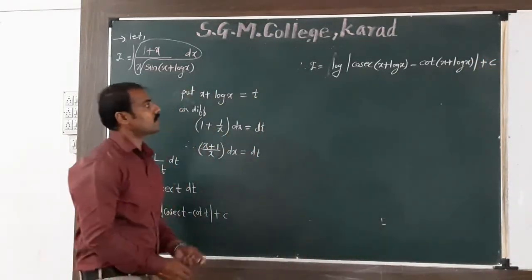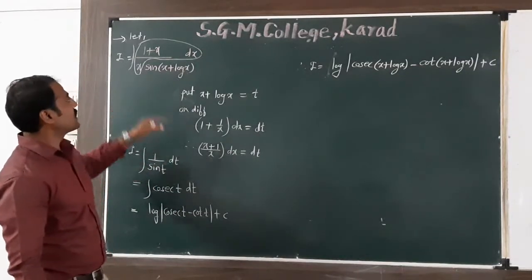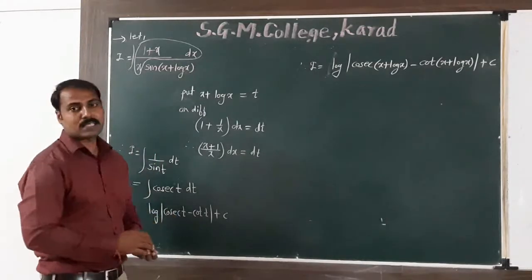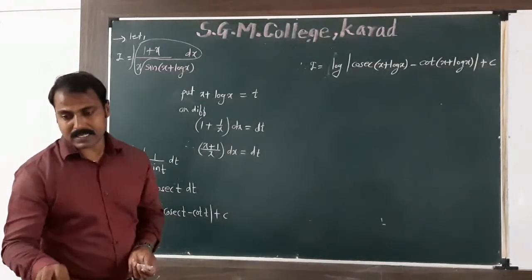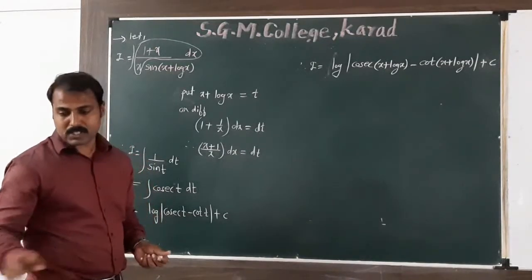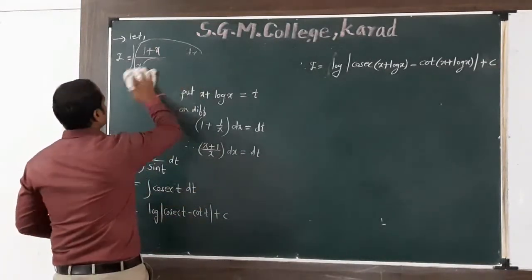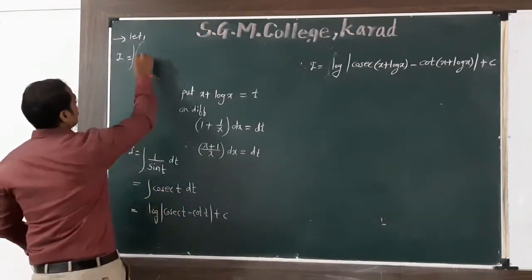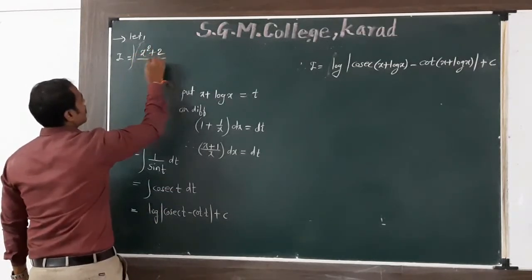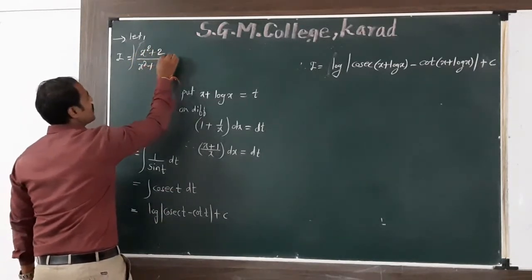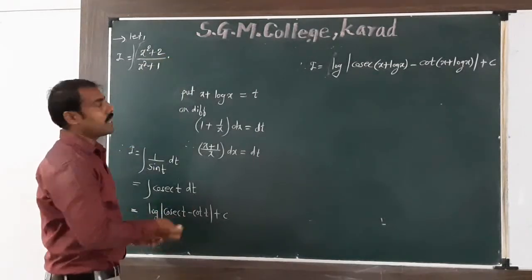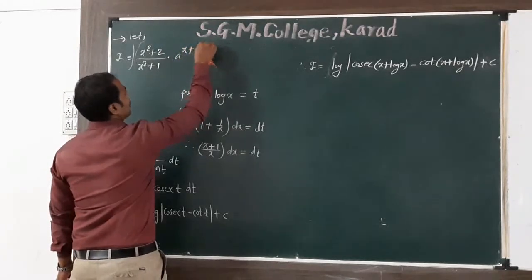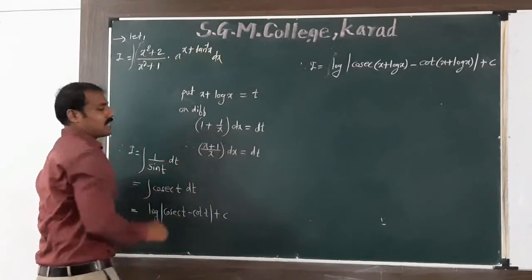Here is the final answer of the example: the integration of (1 plus x) divided by x into sine of (x plus log x) dx. Now, the next example is: evaluate the integration of (x square plus 2) divided by (x square plus 1) into a raised to (x plus tan inverse x), dx.